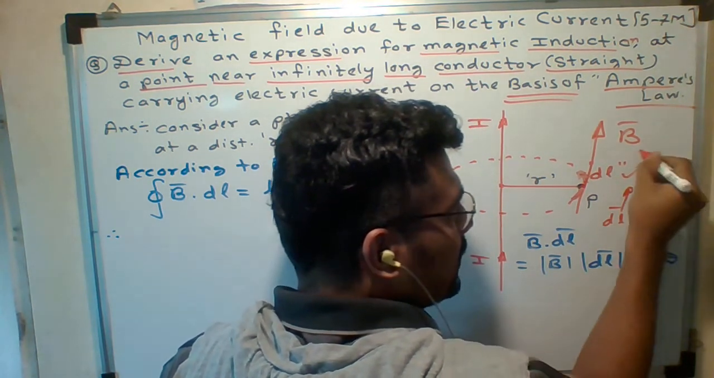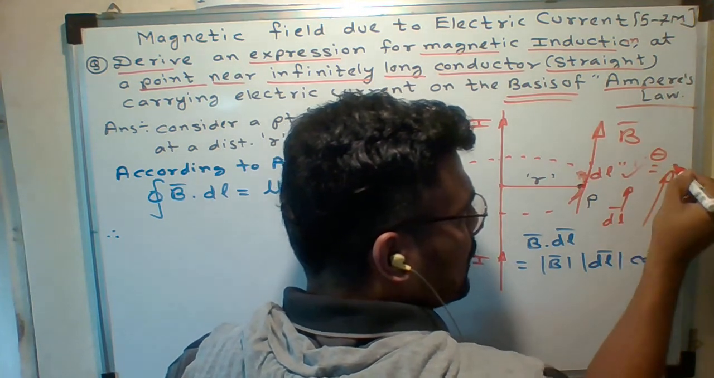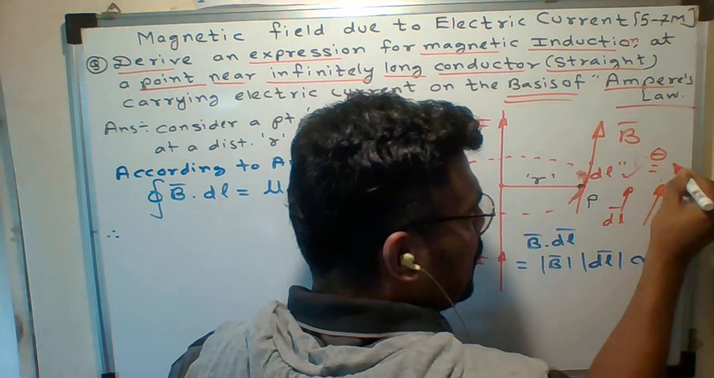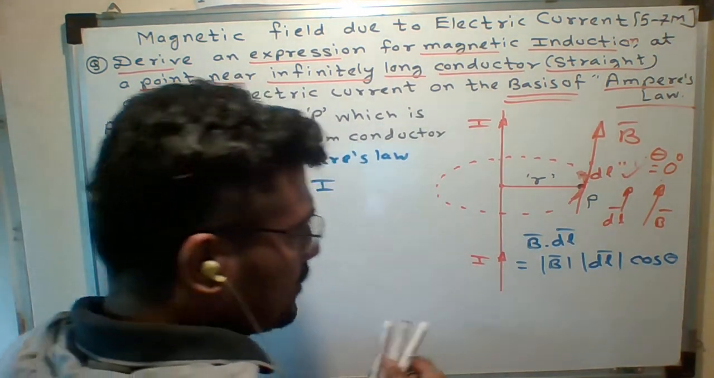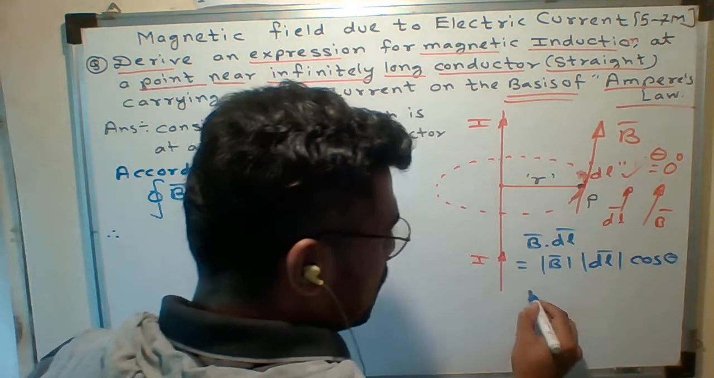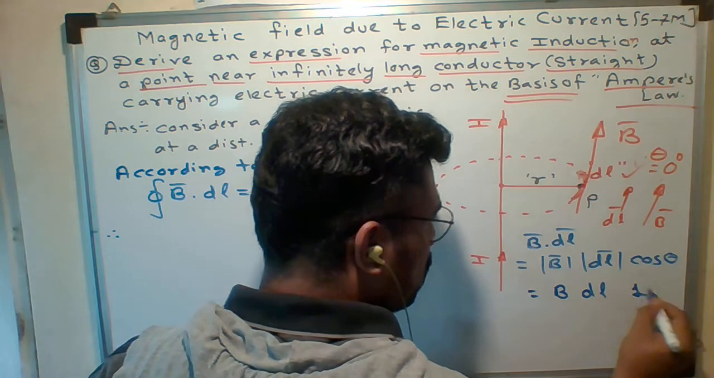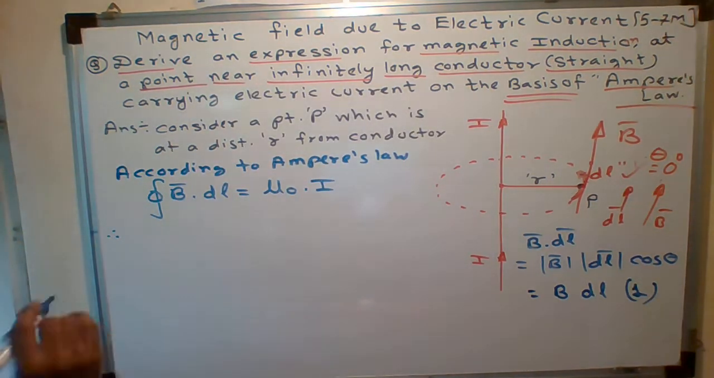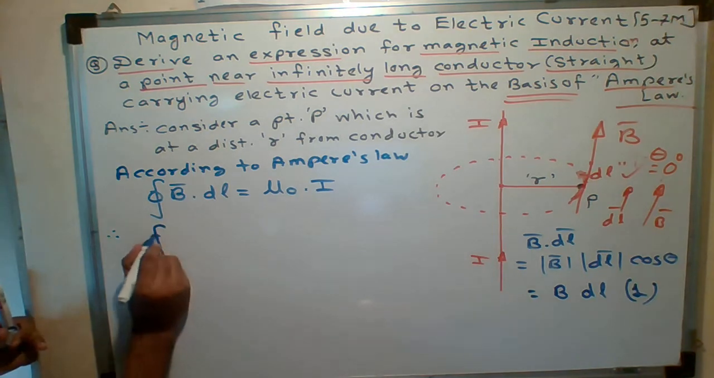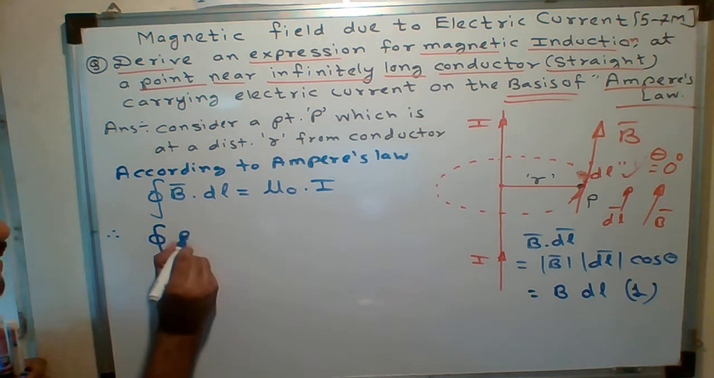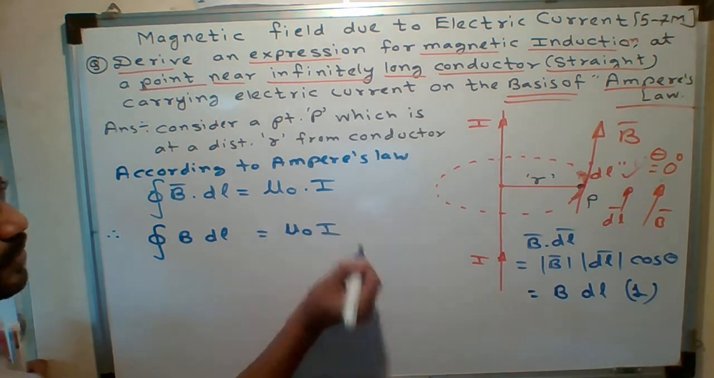So what is the angle between them, students? We observe both are parallel, so the angle is 0 degrees. What is cos 0? Cos 0 is 1. So I will write B into dl into cos 0, which is 1. Understood? So finally we found the integration of B dl cos theta, with cos theta equal to 1.